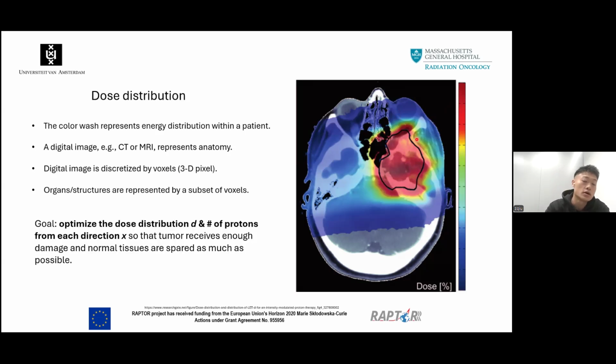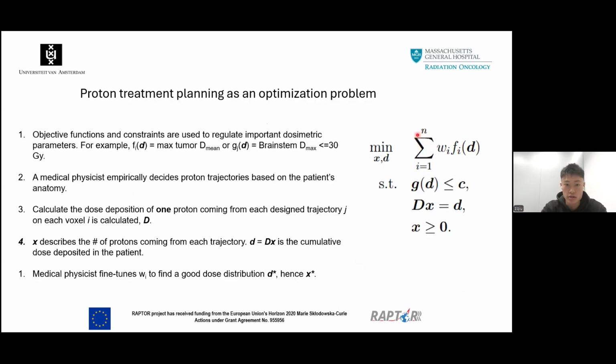So the goal of treatment planning in radiation therapy is to optimize the dose distribution and also the number of protons that we shoot from each direction, so that the tumor receives enough damage while we save the normal tissue as much as possible. We want to keep the tumor region red, while outside we want to have it green or blue, as cold as possible. So this is the optimization problem right here.